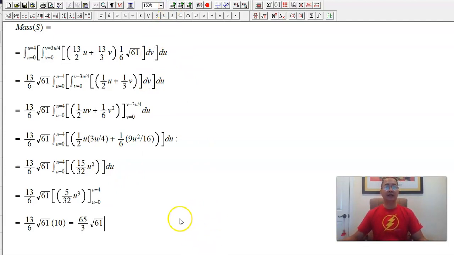Okay, there you go. So that is the surface integral of a scalar function. There's one more example in the book, and that involves a surface which can be parametrized using polar coordinates. I will leave it to you to read that example. In our next video, we're going to look at the flux integral of a vector field across a surface.